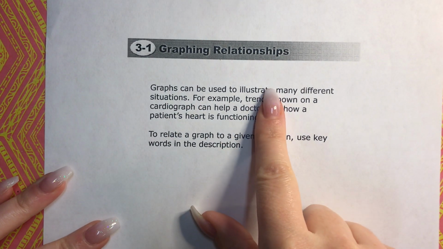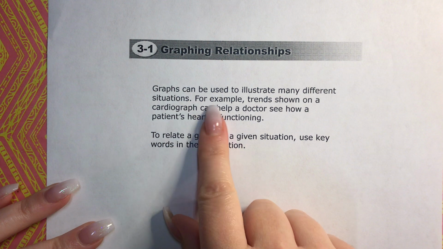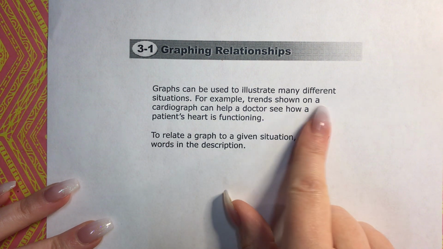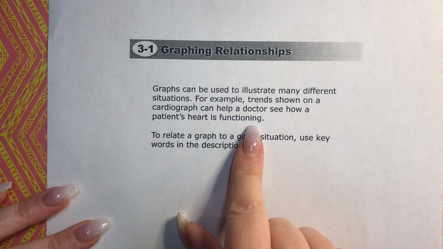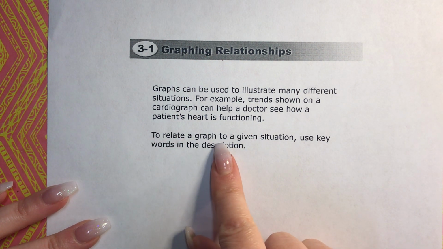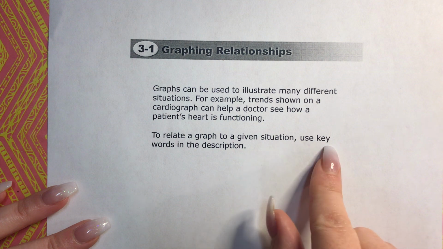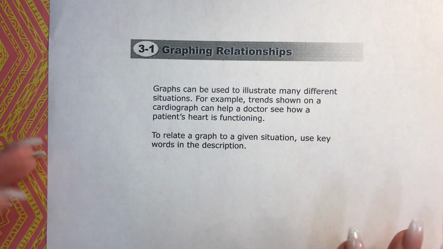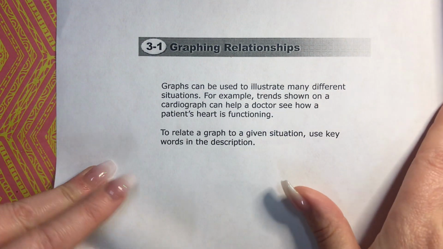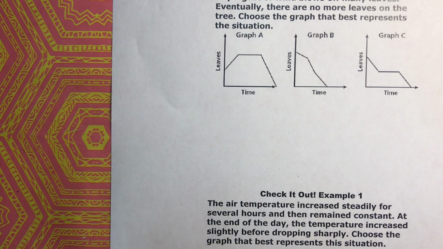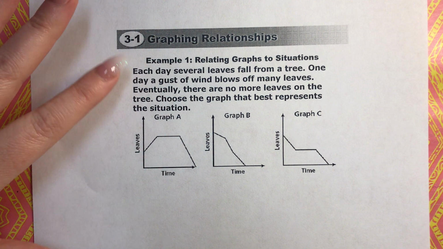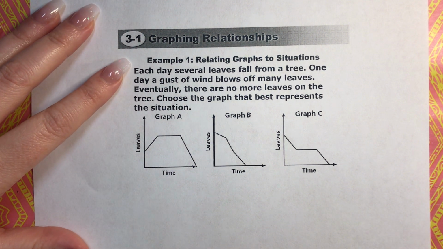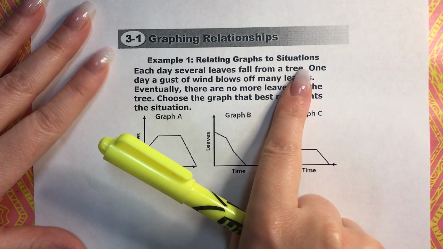All right, so graphs can actually be used to illustrate many different situations. For example, trends shown on a cardiograph can help a doctor see how a patient's heart is functioning. To relate a graph to a given situation, use keywords in the description. So we're going to look at some different examples and try to identify what some of those keywords are. So let's start with example 1, relating graphs to situations.